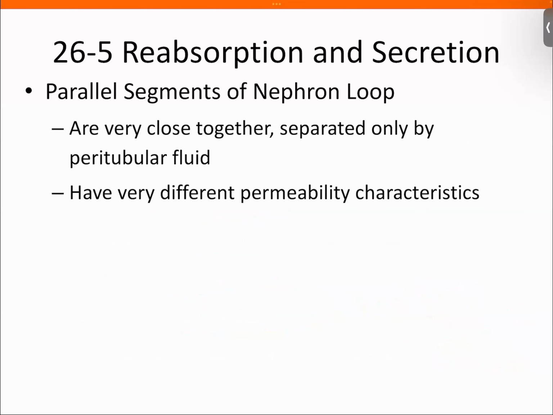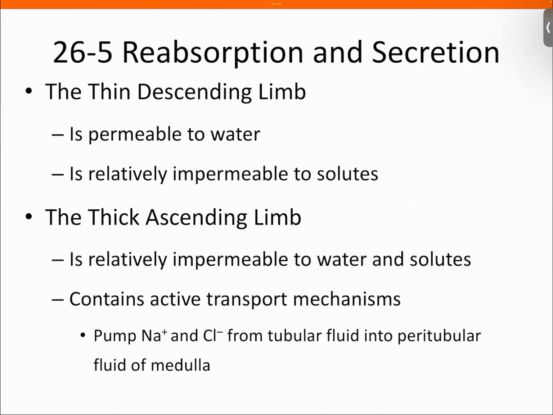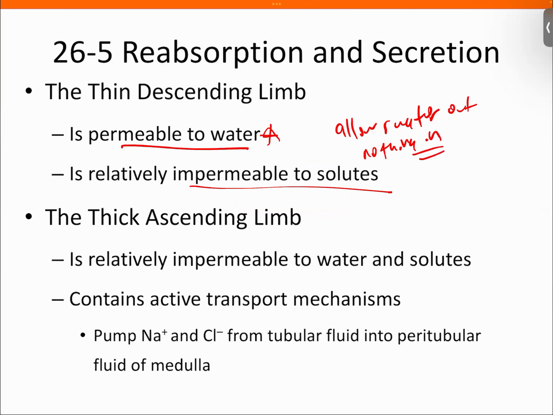However, even though they're close together, their permeability is very, very different. In the descending limb, the thin one, it is very permeable to water. However, it's impermeable to solutes. So what does this mean? It allows water out and nothing in. So it's a one-way trip.